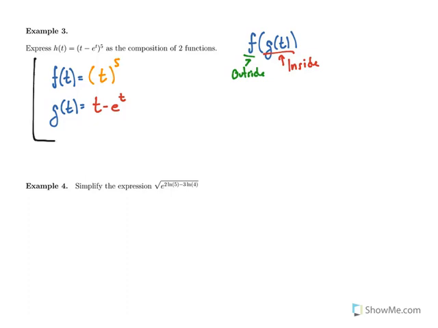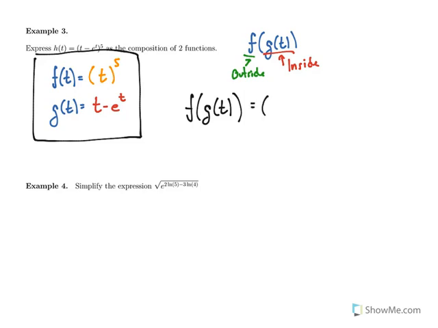If I have these two functions, and I ask you to find f of g of t, that's like replacing every t in my expression with the entire g of t. So that's going to give me something to the fifth power, and the something is the t minus e to the t.